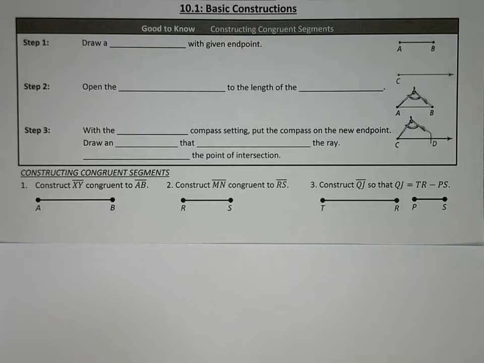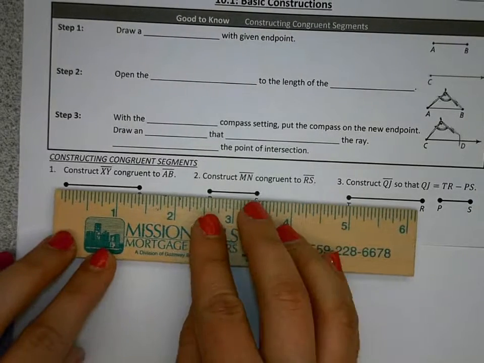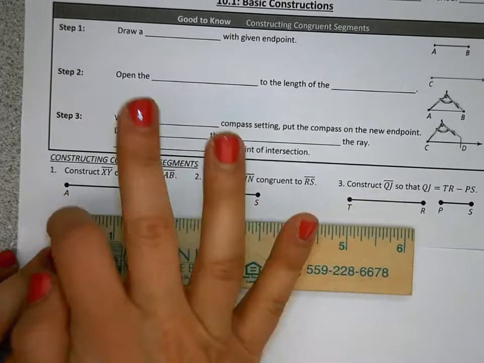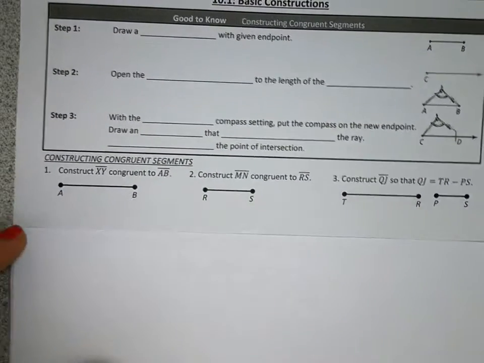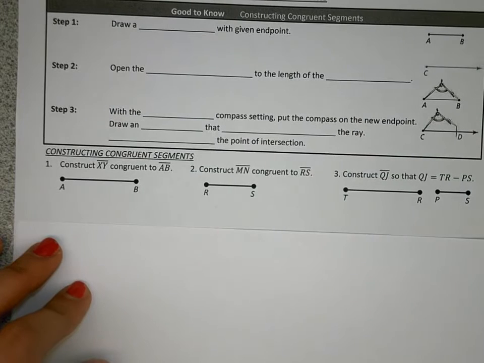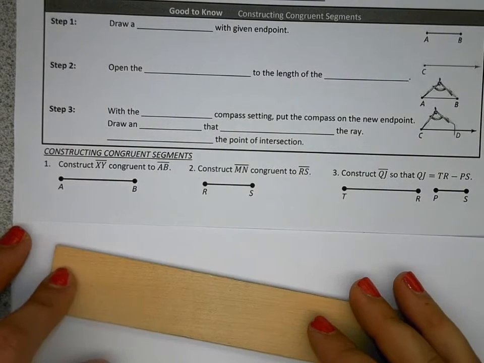We're going to start with something really simple, which is copying segments. Something a lot of students like to do is look at the segment that they're copying, measure it, and then move down and draw a line. That is not what you are doing, because this is not a ruler. We are only using it as a straight edge. So we cannot just measure it and copy it down there.